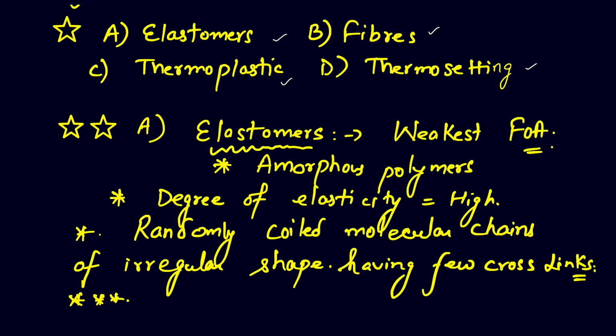Elastomers are basically polymer chains. They are held together by weak van der Waals forces of attraction. These are also named as amorphous polymers. So the forces present are weak van der Waals forces. Now degree of elasticity in them is very high. They are basically randomly coiled molecular chains of irregular shape having few crosslinks.